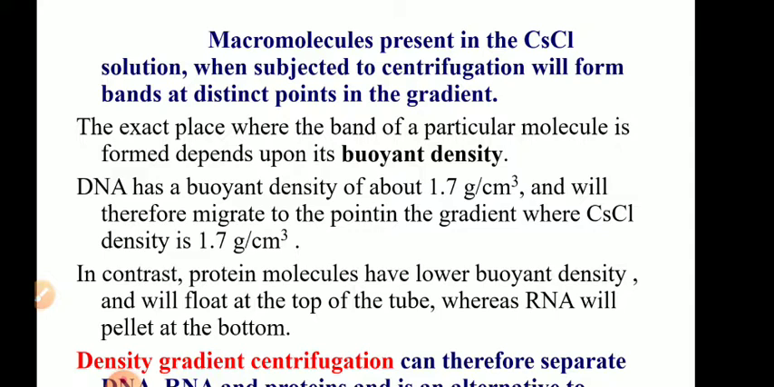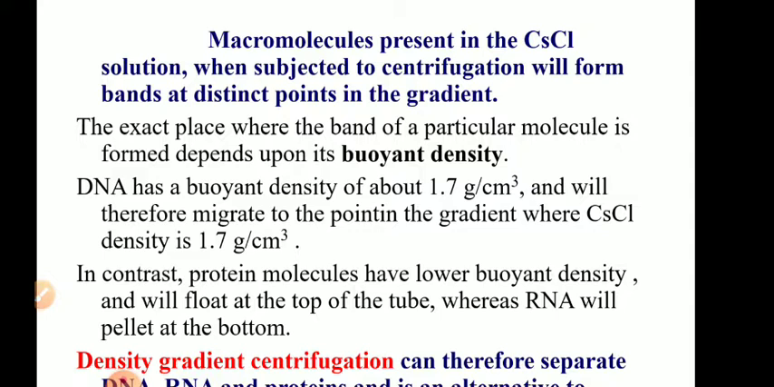Below that, the density of the solution is more. So the macromolecule will form a band at a position where the density of the molecule matches or is equal to the density of cesium chloride. DNA has a buoyant density of 1.7 gram per centimeter cube and will therefore migrate to the point in the gradient where the cesium chloride density is also 1.7 gram per centimeter cube.